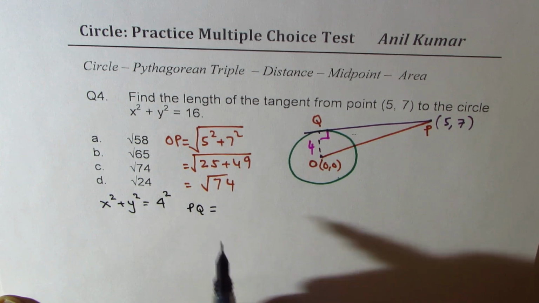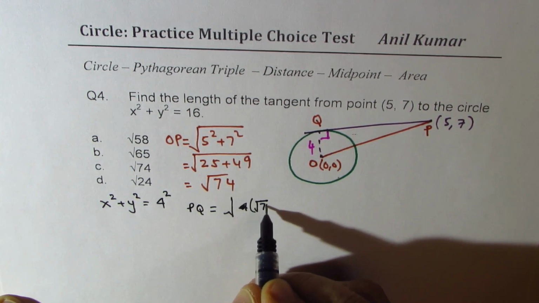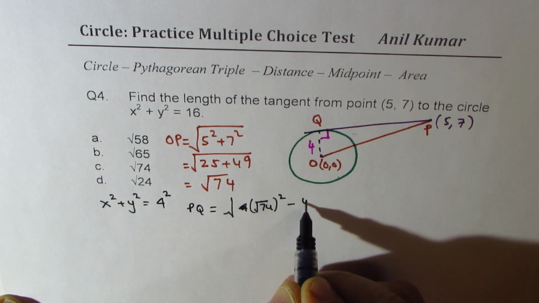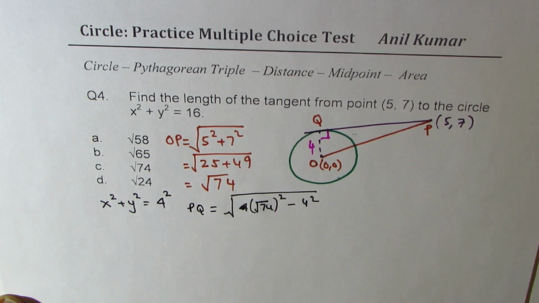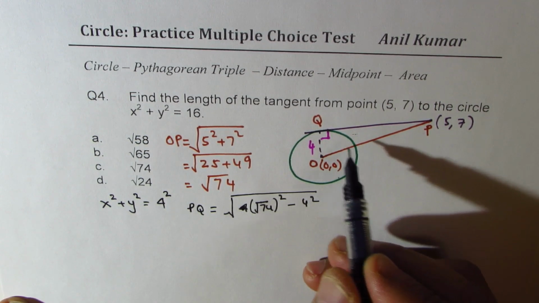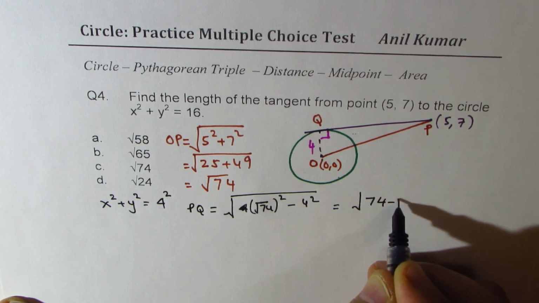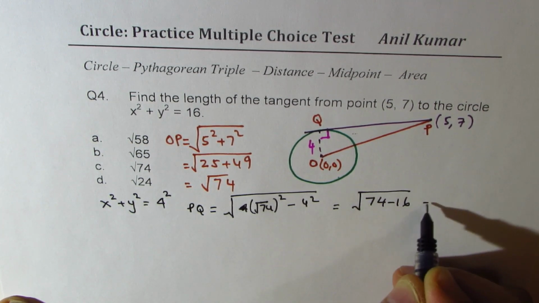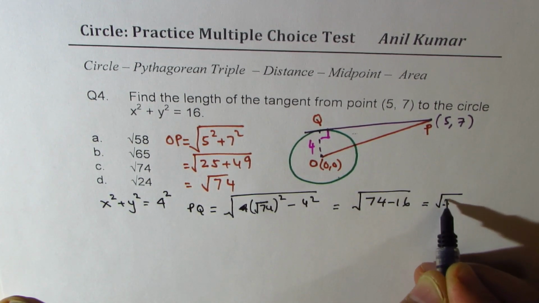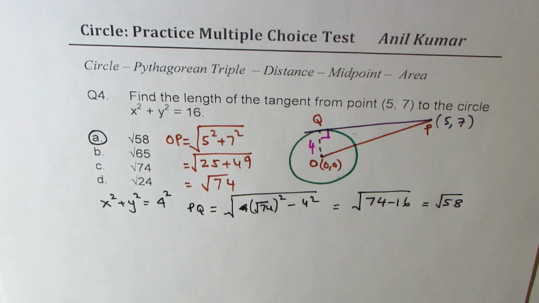So PQ is going to be the square root of 74 minus the square of 4. Perfect. Since this is smaller than the hypotenuse, we take the difference. So we get here the square root of 74 minus 16, and that gives you the square root of 58. Option A is the right option. Do you get the idea? So that is how this question should be solved.